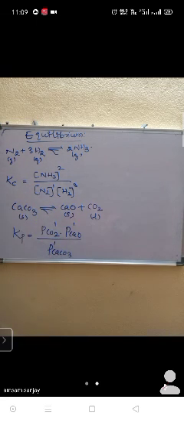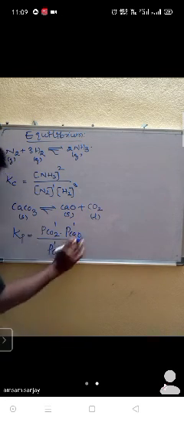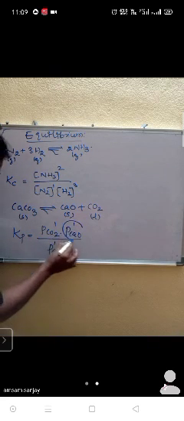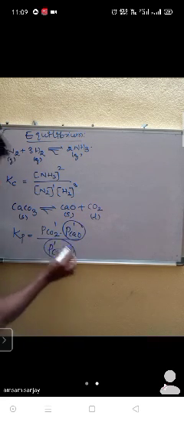Anybody having doubt on this? I didn't do anything, sir, just in terms of pressure I wrote: pressure of CO2 into pressure of CaO divided by pressure of CaCO3. But this is the wrong one. What is the correct one? This won't be there, and this also won't be there.